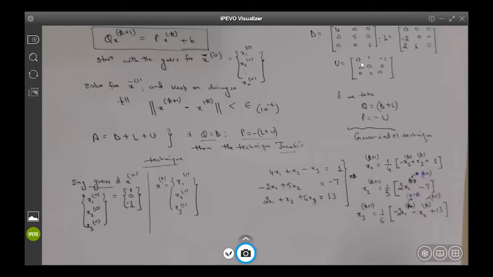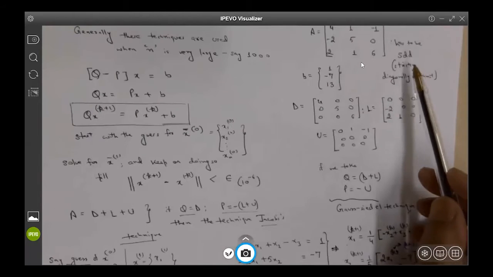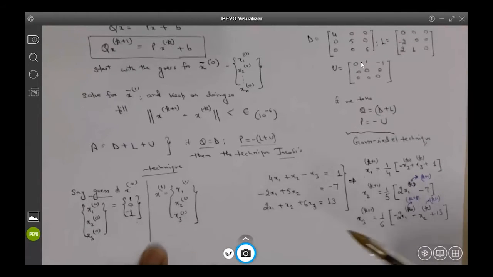And another thing is the initial guess. Is there any chance that the initial guess does not converge to the exact solution? No, because this is strictly diagonally dominant, it is always going to converge.